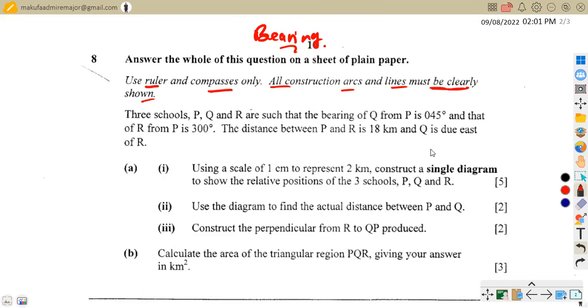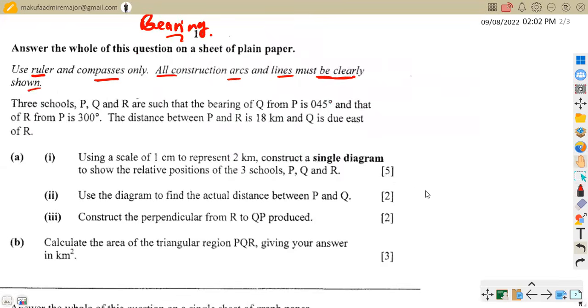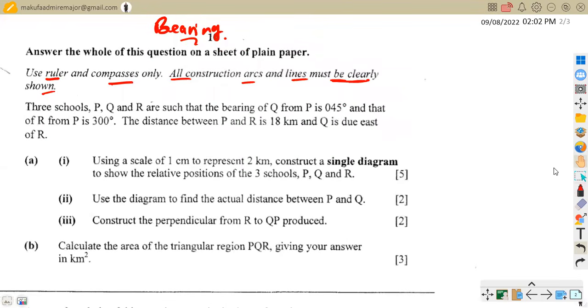So we are given that there are three schools, P, Q, and R, such that the bearing of Q from P is 45 degrees and that of R from Q is 300 degrees. The distance P and R is 18 kilometers and Q is due east of R. Okay, so this is bearing, guys. What you need is a sketch, definitely. That's what we're gonna need here. So I'm just going to put this aside. Let's hope our sketch is going to be fine here. Okay, so let us just have our sketch and see what it's going to look like.